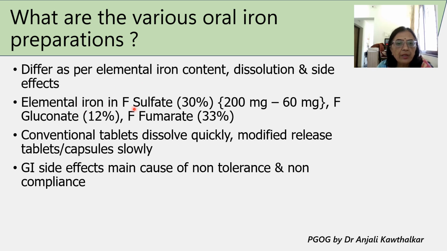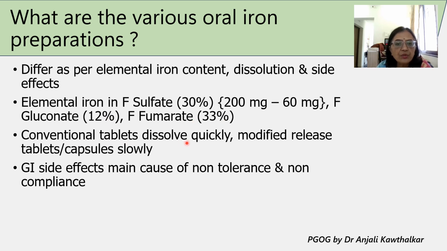Examples are elemental iron in, say, ferrous sulfate is 30%, which is 60 milligram. Ferrous gluconate it is 12%, it is lesser. So ferrous gluconate has less elemental iron, so the side effects will be less with the same dose. But the patient will be getting less iron also because elemental iron content is less. Ferrous fumarate it is 33%.